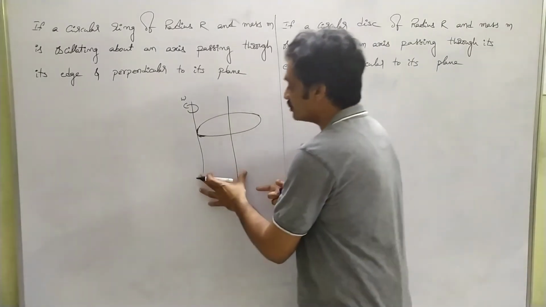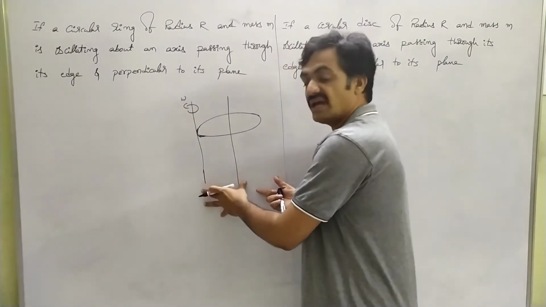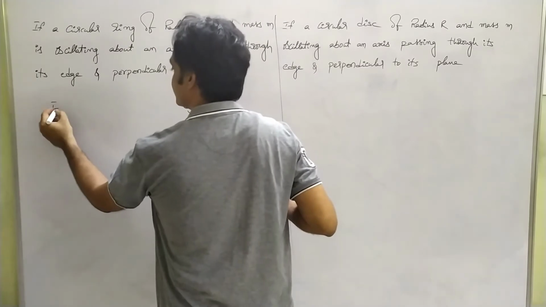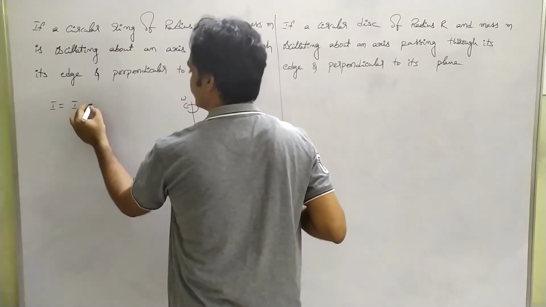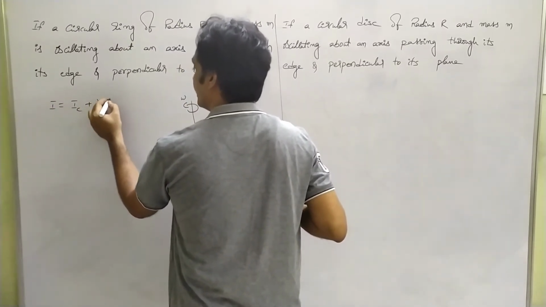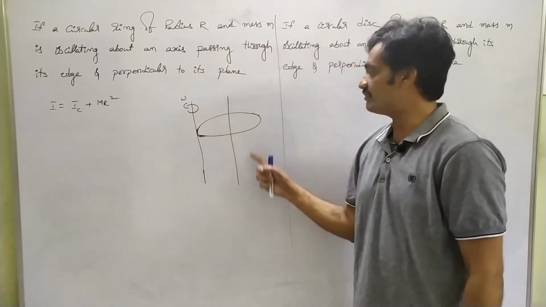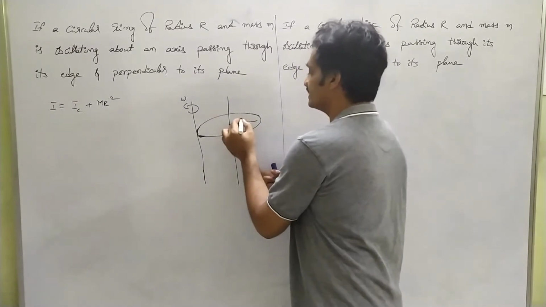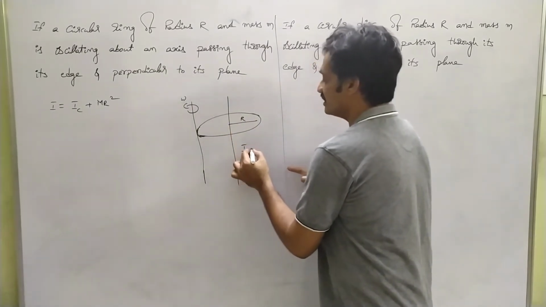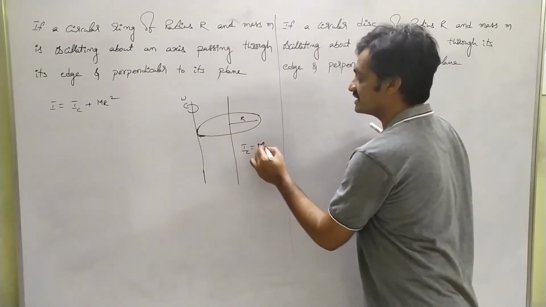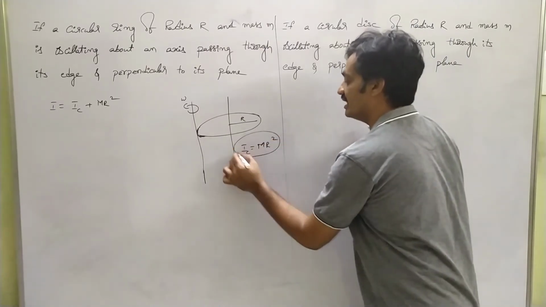So here we have two axes. Apply the parallel axis theorem, and we know that the parallel axis theorem is given as I equals I suffix c plus mr square. So when the ring is oscillating about the center of mass axis, which is of radius r, then the moment of inertia about the center of mass axis is represented as I suffix c equals mr square.